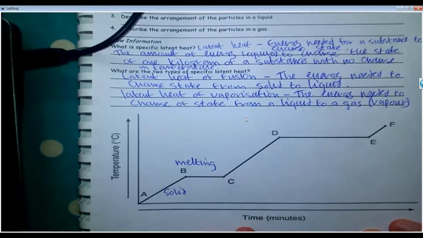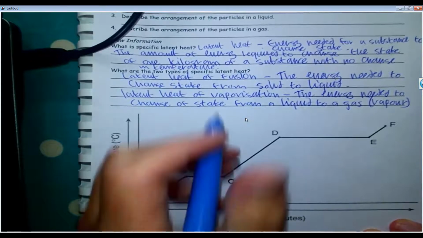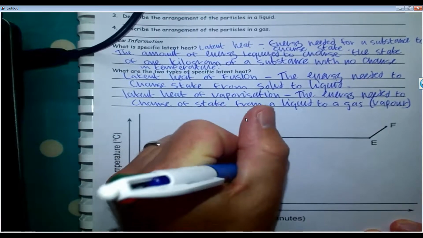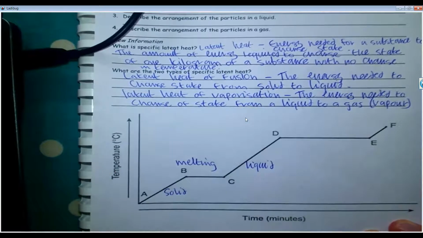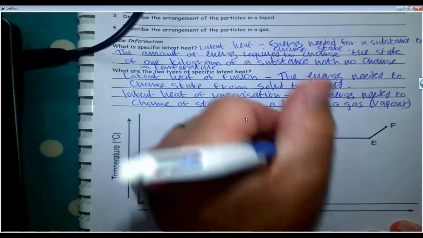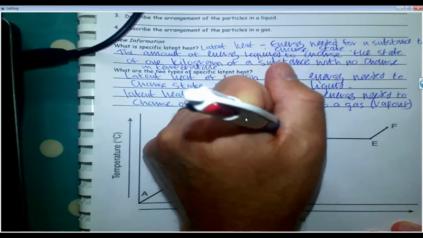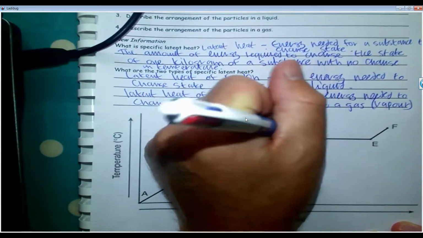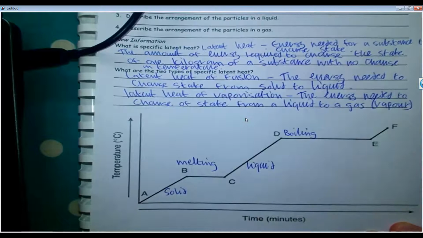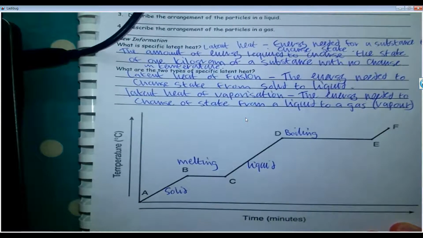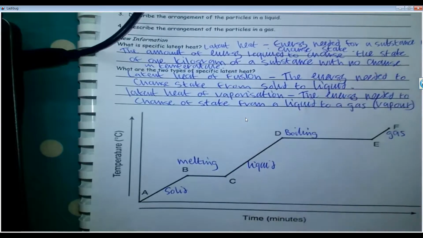What happens between C and D? We've now got a liquid, temperature is increasing, and then when we get to D, we have got boiling. So we've got a liquid turning into a gas. And from E to F, temperature rises again, and at this stage it's a gas.